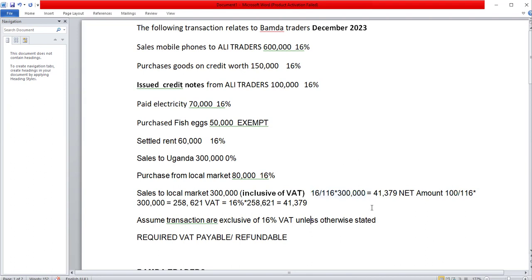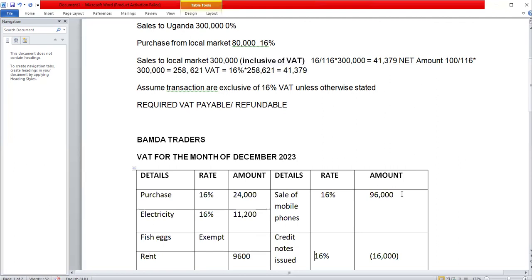Remember why I'm saying that we will go with this net amount, because sometimes you are asked about the deductible input tax, and the amount is in gross. So we need to go with this option of converting that gross to net by taking 100 over 116. Lastly, I've been told to assume transactions are exclusive of VAT unless otherwise stated.